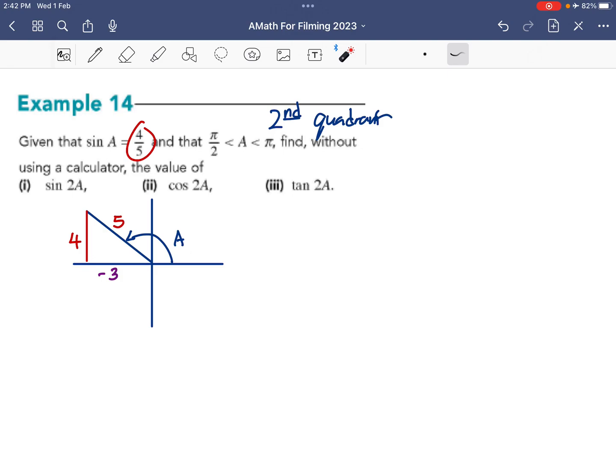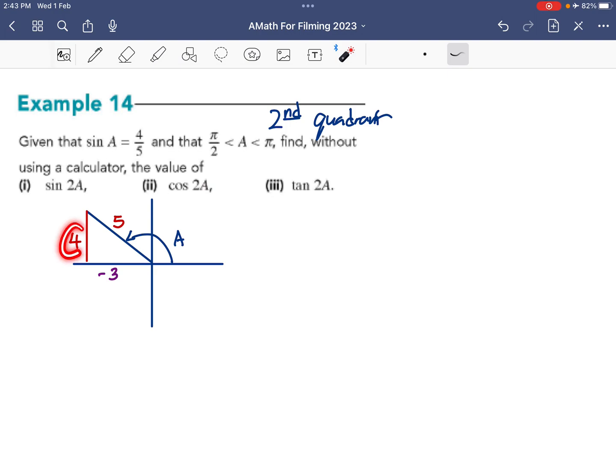Now these are trigonometric identities, so there are ways that we can re-express sine 2A, cosine 2A and tangent 2A. But now for example 14, let me show you how we can re-express these expressions so that we can find certain values. So for example, sine A is equal to 4/5 and A is in the second quadrant itself.